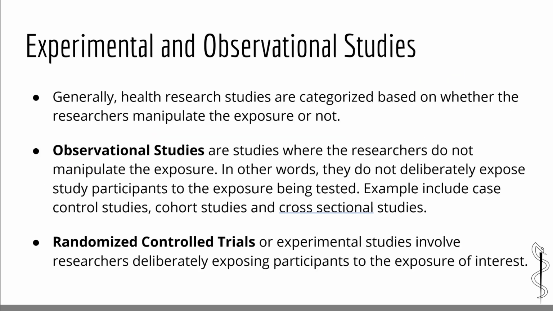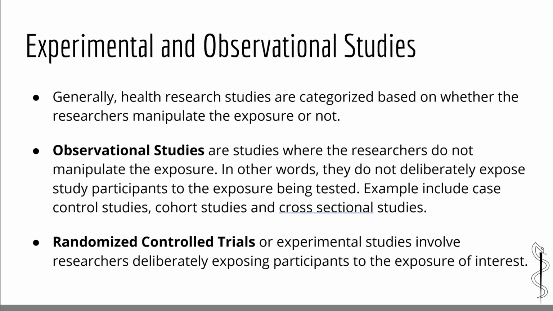As we mentioned before, health research studies are categorized based on the types of research questions they answer. However, health research studies are also categorized based on whether the researchers manipulate the exposure or not. As we will soon learn, the exposure is the variable which is studied to see if it leads to an outcome of interest. For example, smoking can be thought of as the exposure and lung cancer as the outcome. This brings us to the topic of experimental and observational studies.